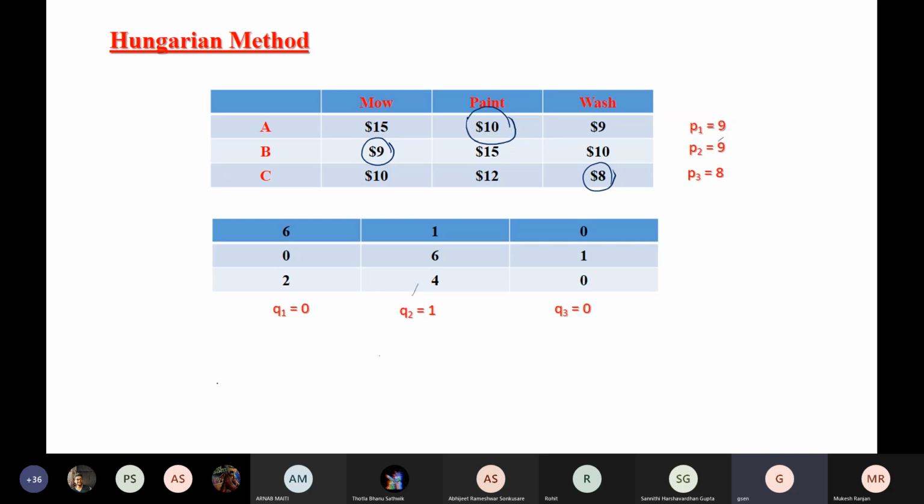But mathematically, suppose you want to prove that using this method, you are bound to get an optimal solution. That means it is an exact method. It is not a heuristic method. It is an exact method. That means it guarantees an optimal solution in the process. So mathematically, can you prove it?